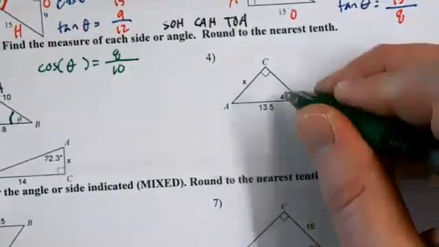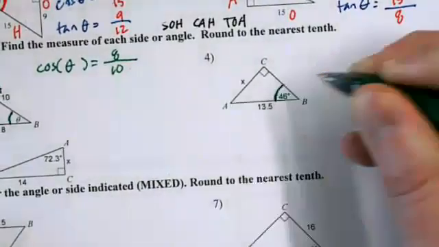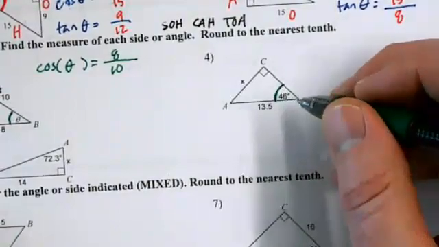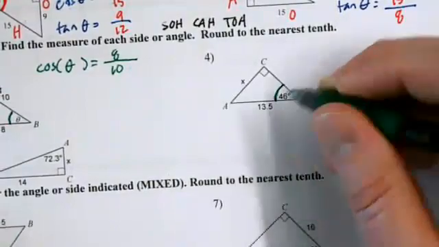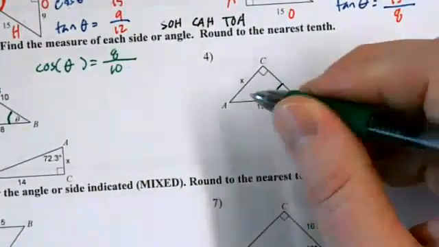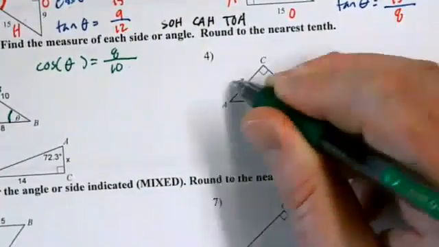So number 4. Angles here. Let's label our two sides here. 13.5 is the hypotenuse. And opposite from my angle is the x.